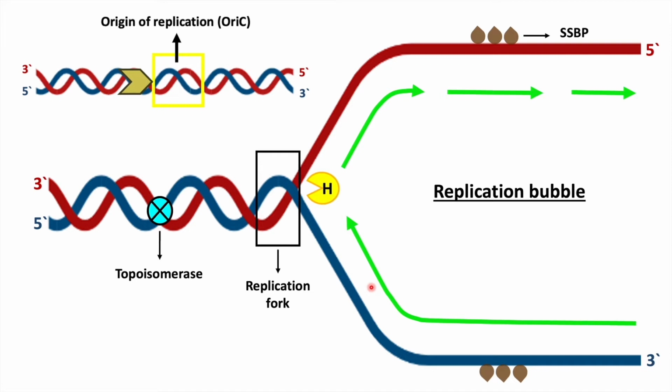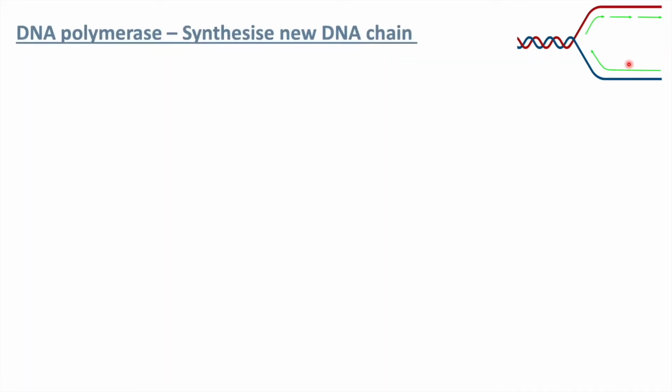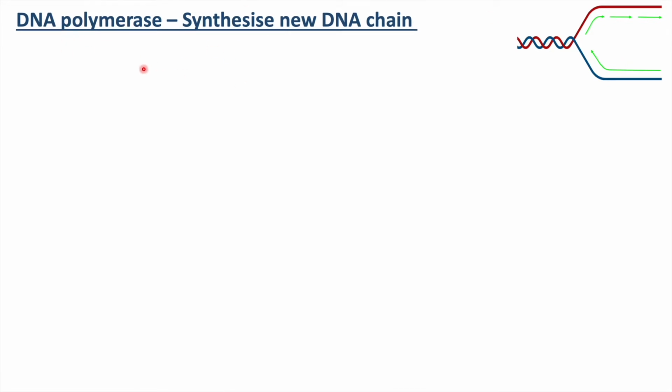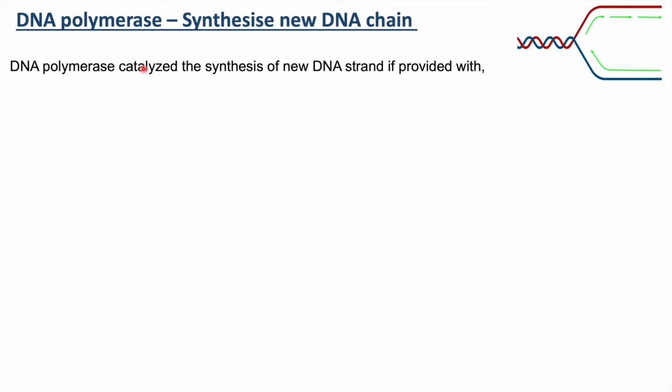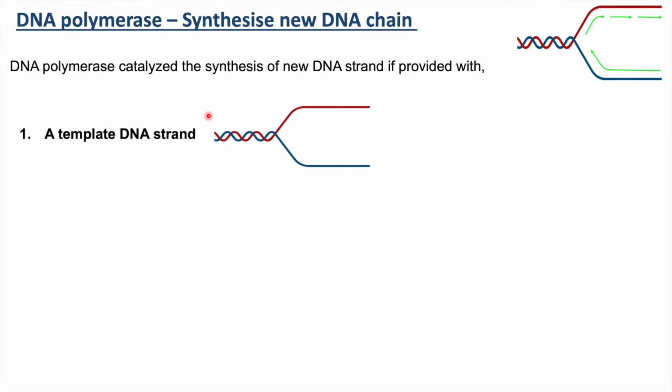So today in this lesson, let's talk about how these new strands, or these two daughter strands, are synthesized. There is one very important enzyme which plays a role in synthesizing the new DNA chain. This enzyme is called DNA polymerase. Now for DNA polymerase to catalyze the synthesis of a new DNA strand, it must be provided with three things. First, a template DNA strand.